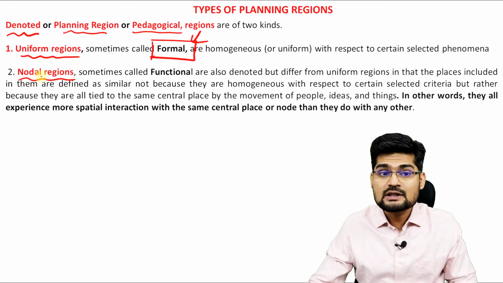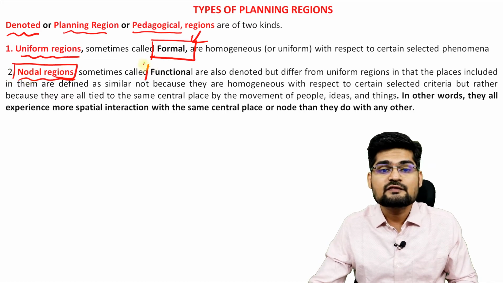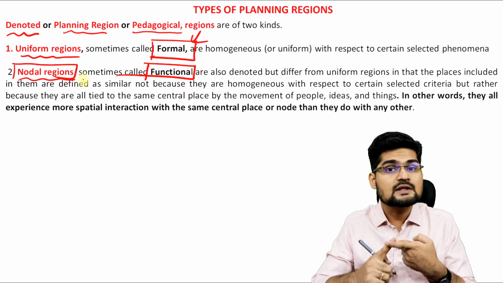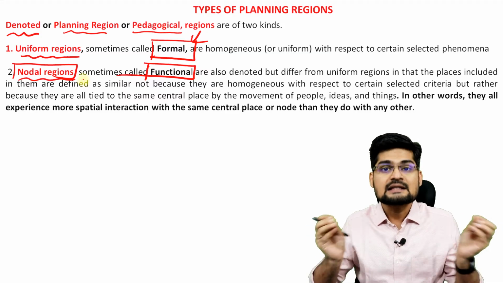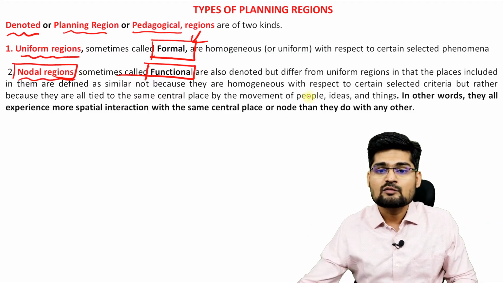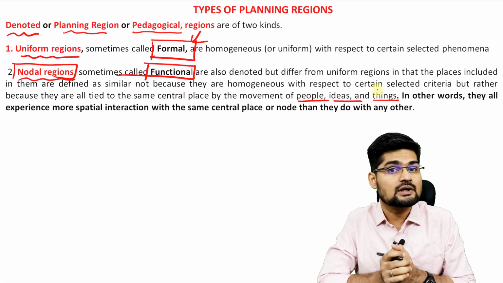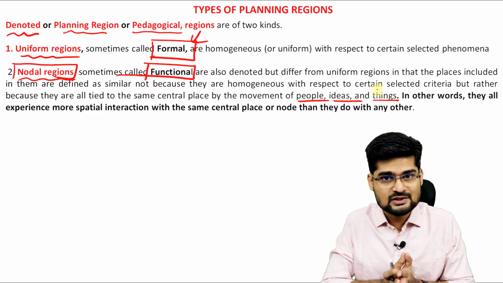But what about nodal region? Nodal region is about the heterogeneity principle. It's about the functions of the area. So it's called functional region, where one node is important, from where many things generate out and many things come inside. So what you see? Movement of people, ideas, things, and interconnected networks of nodes. This kind of region based on function is called nodal region or functional region.